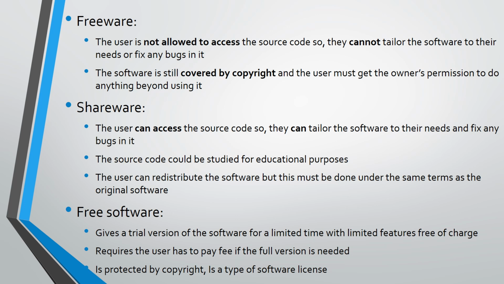The third one is free software. It gives a trial version of the software for a limited time with limited features free of charge. It requires the user to pay a fee if the full version is required. It's also protected by copyright and is a type of software license. So there is a difference between three free terms: freeware, shareware, and free software, which we can use to distribute these applications.